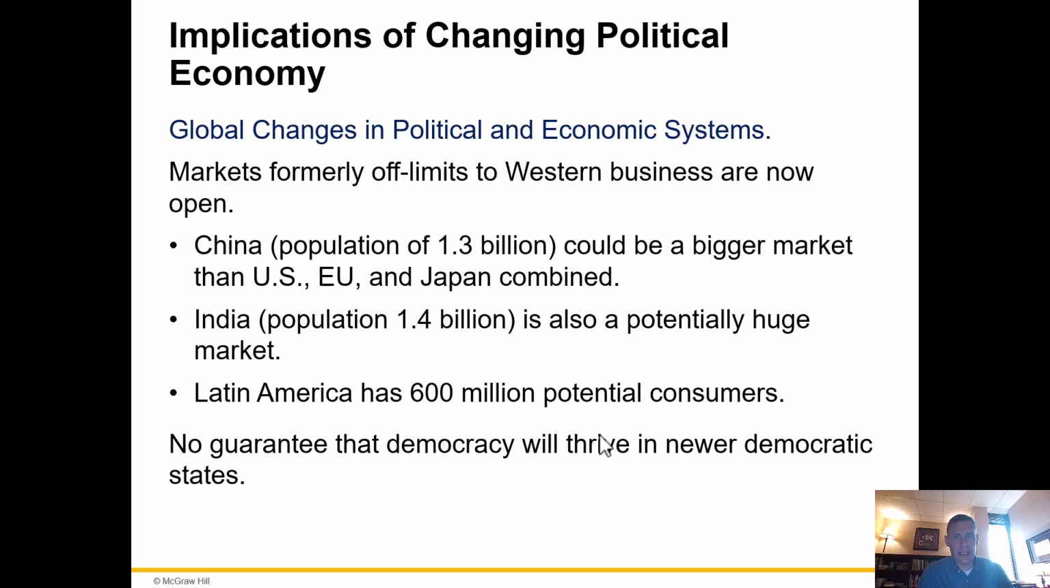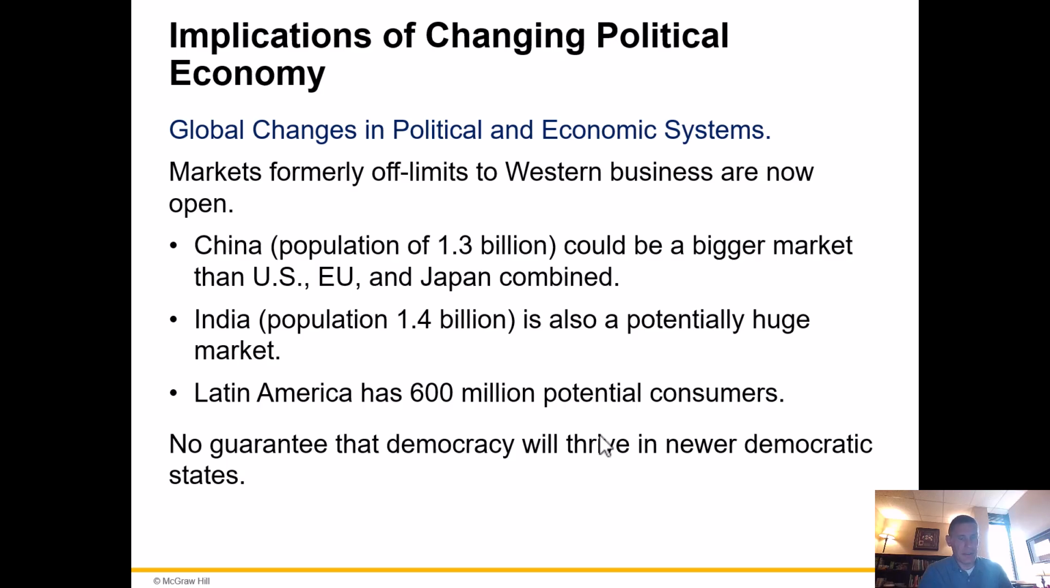And with regard to global changes in political and economic systems, markets that were formerly off limits to Western businesses are now open. China, with a population of 1.3 billion, could be a bigger market than the US, EU, and Japan combined. India, population 1.4 billion, is also a potentially huge market. Latin America has 600 million potential consumers. So again, three huge areas of growth.